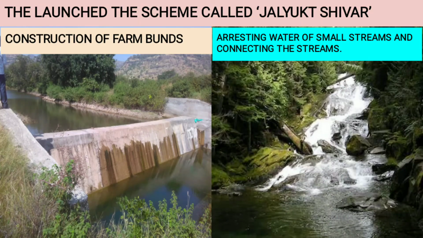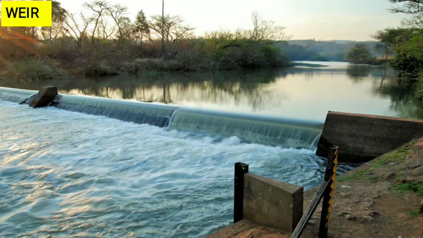Similarly, there's a scheme which was launched known as Jalayukta Shivar. In that, you can construct bunds on the farm. What is a bund? It is an obstacle, we can say a wall, which stops the water from flowing. Water is collected at one place. Second thing, arresting water of small streams and connecting the streams. This arresting water means you have to collect the water from the small streams.